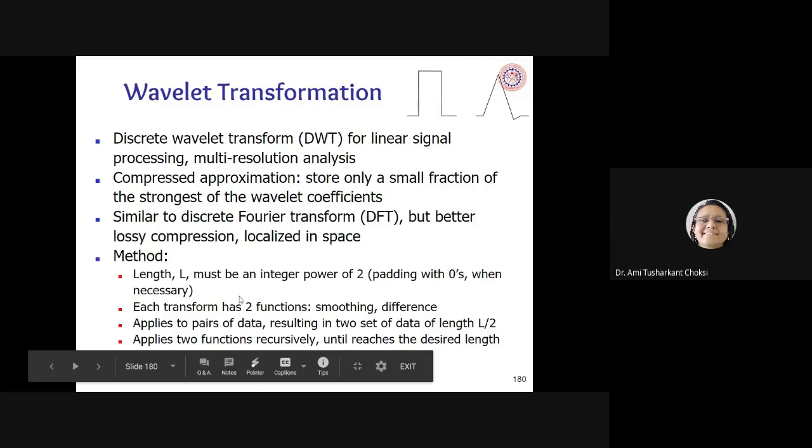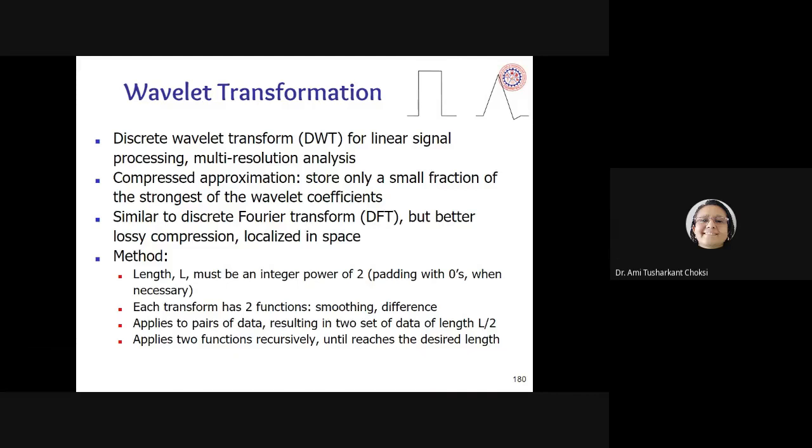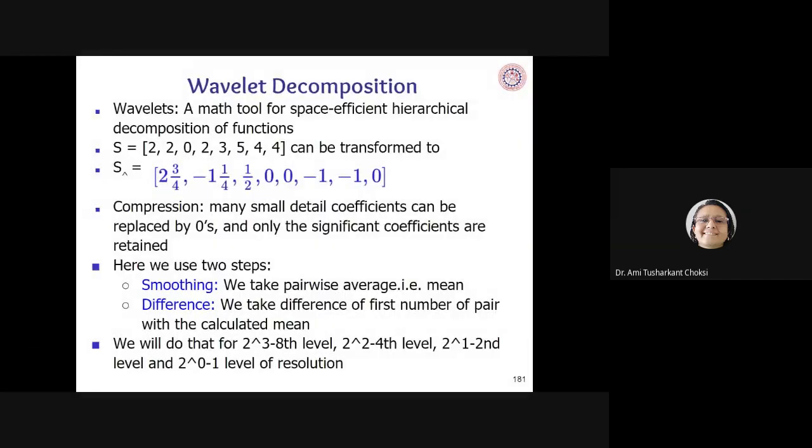Each transform has two functions. One is smoothing, one is difference. It applies to pairs of data, resulting in two sets of data of length L by 2. It applies the functions recursively until it reaches the desired length. So that is the wavelet transform. Let us see an example and we can get the idea.